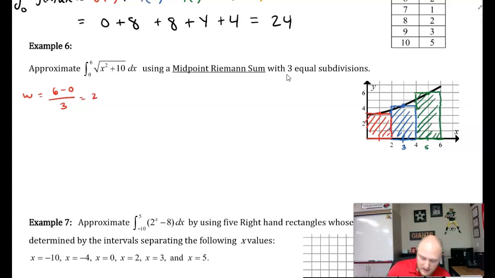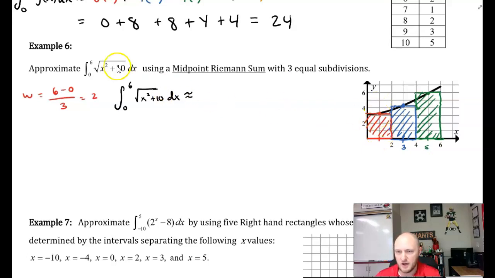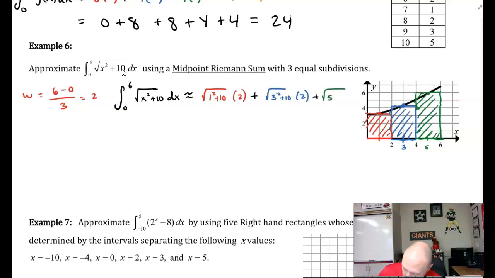All right, so let's go ahead and calculate this. So we have the integral from 0 to 6 of the square root of x squared plus 10 dx is approximately, so I want the height of my first function, which I'm plugging in 1, so f of 1, or the square root of 1 squared plus 10, times 2, plus, now I'm going to plug in the height at 3, so the square root of 3 squared plus 10 times 2, plus the square root of 5 squared plus 10 times 2.